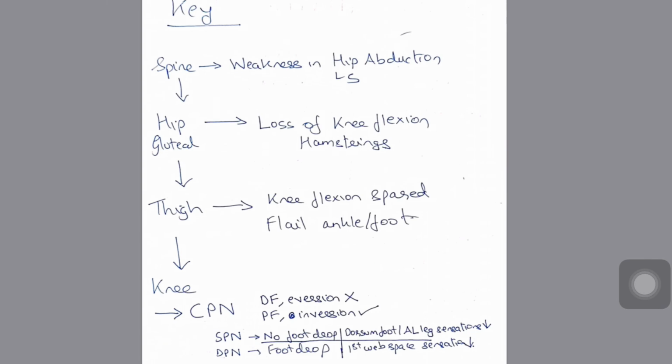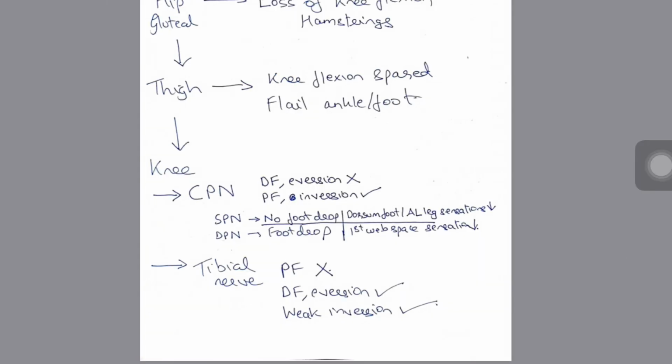If it is superficial peroneal nerve, no foot drop. Deep peroneal nerve, foot drop is present. Sensation supply we discussed. And if it is tibial nerve palsy, plantar flexion is lost, while dorsiflexion and eversion are preserved because of the deep peroneal nerve, and weak inversion is present. Okay, so this was all. This was the most important slide to decide the site of injury.